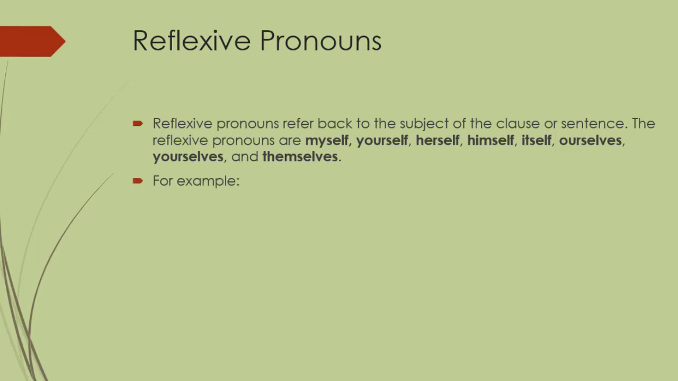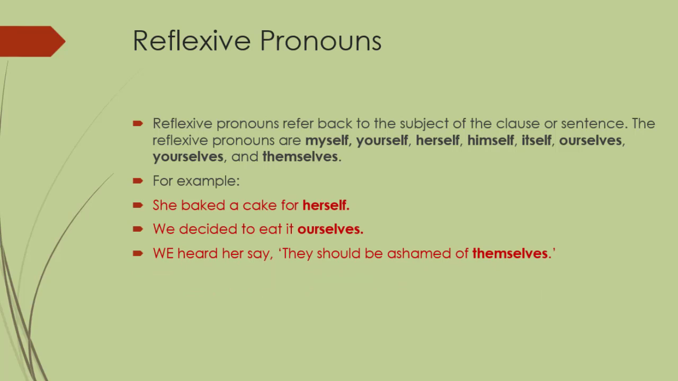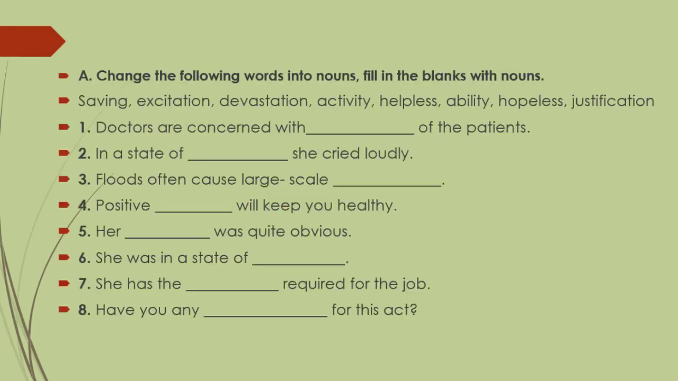Let's see some of their usages in examples. She baked a cake for herself. We decided to eat it ourselves. These words refer back to the subject of the sentence. We heard her say they should be ashamed of themselves.